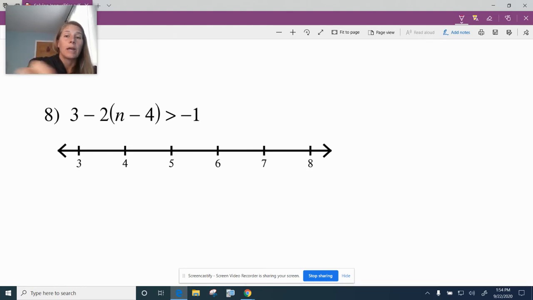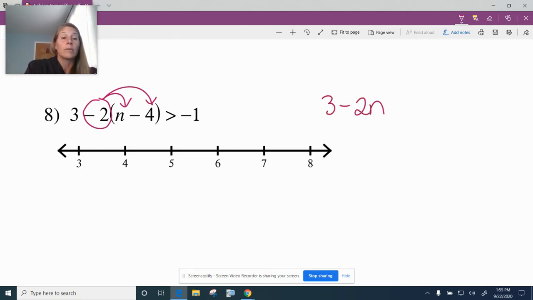Okay, number 8. Now, number 8, we have this -2 here, which is going to need to be distributed. Now, some people might want to write 3 minus 2 and change it to a 1, but you have to remember order of operations, otherwise known as PEMDAS. You have to do the parentheses first. So we have 3 minus 2n, because when we distribute a -2 to the n, we get -2n. Then -2 is going to get distributed to my -4, giving me a +8. And then I have my -1 over here.